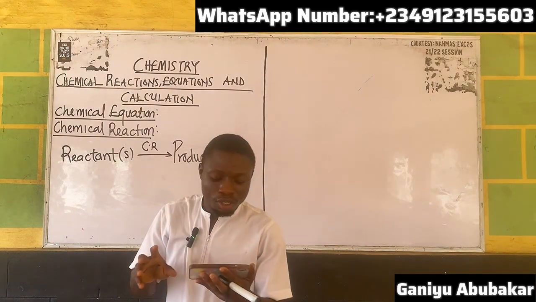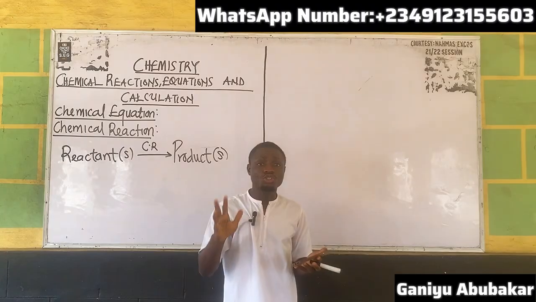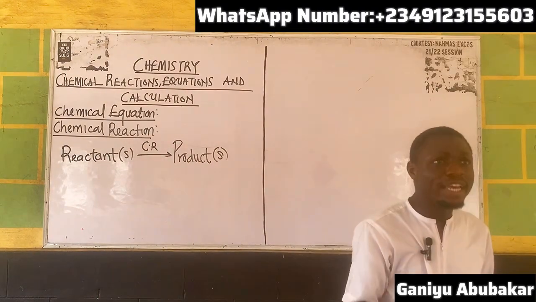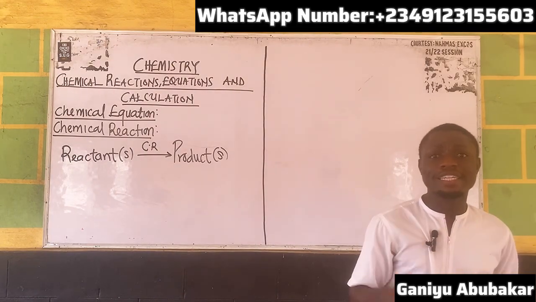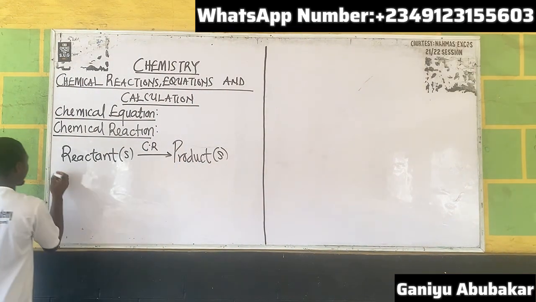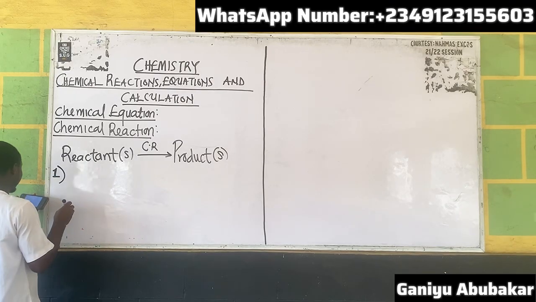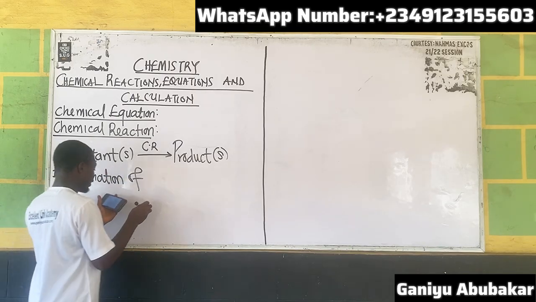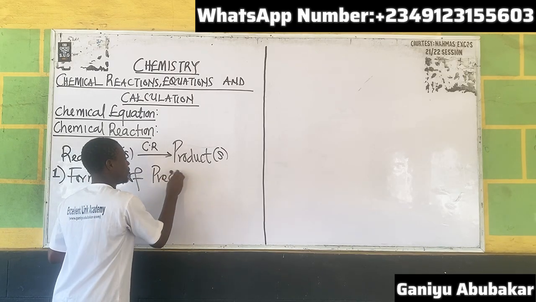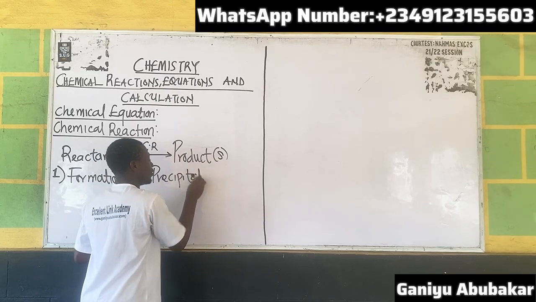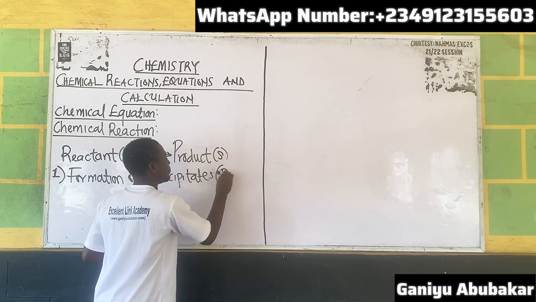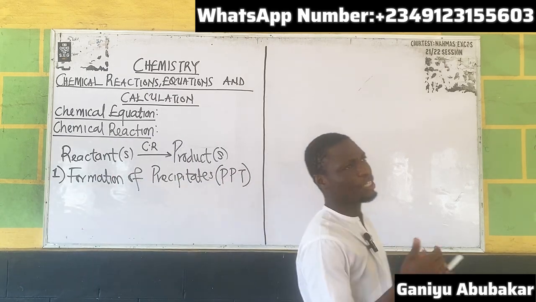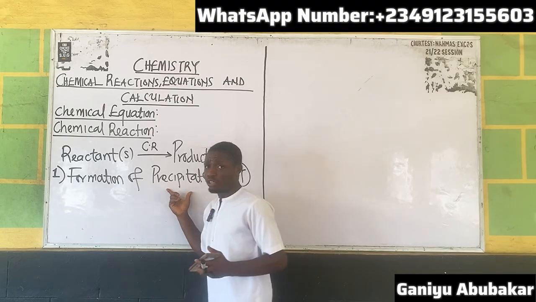What are the changes that, if they occur, mean that a chemical reaction has taken place? Number one is called formation of precipitate. Precipitate in short form is called PPT.